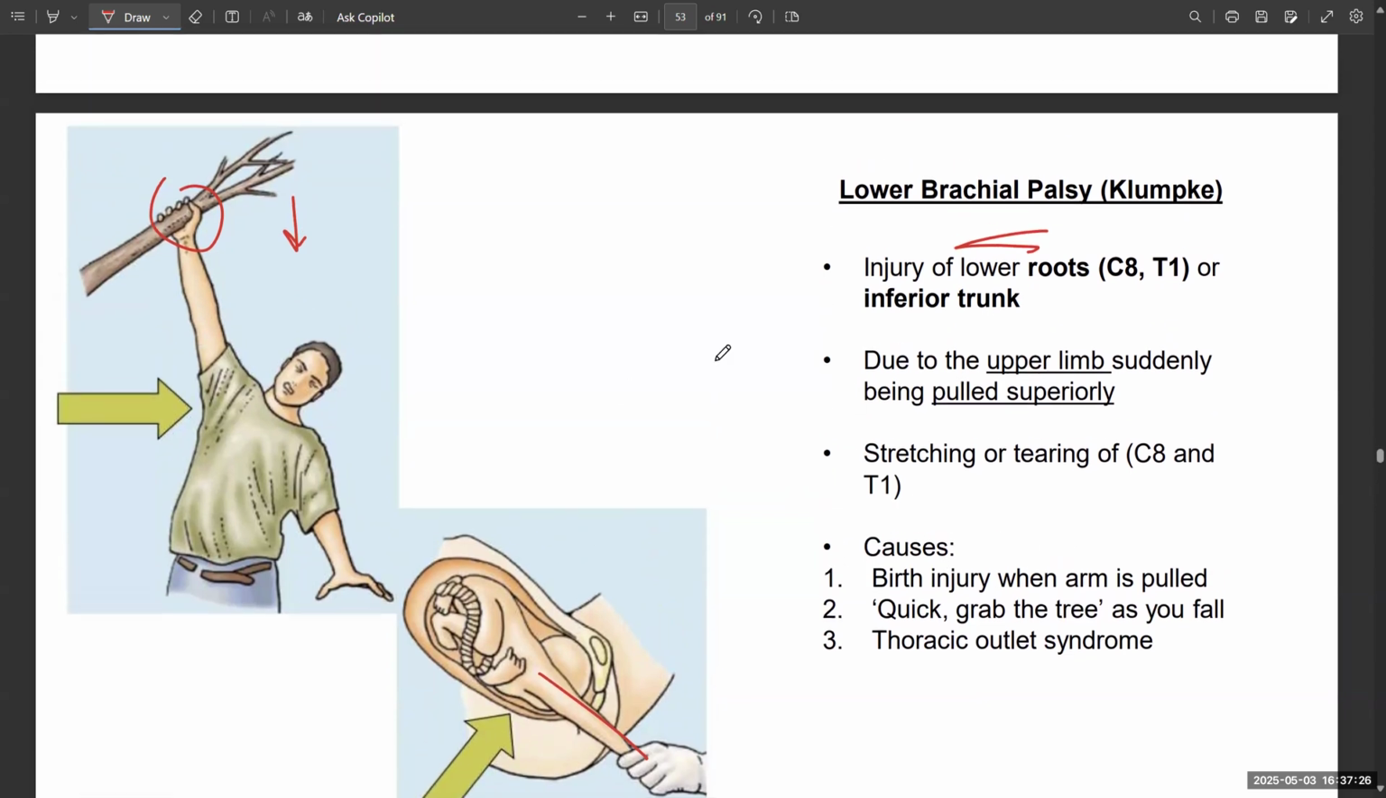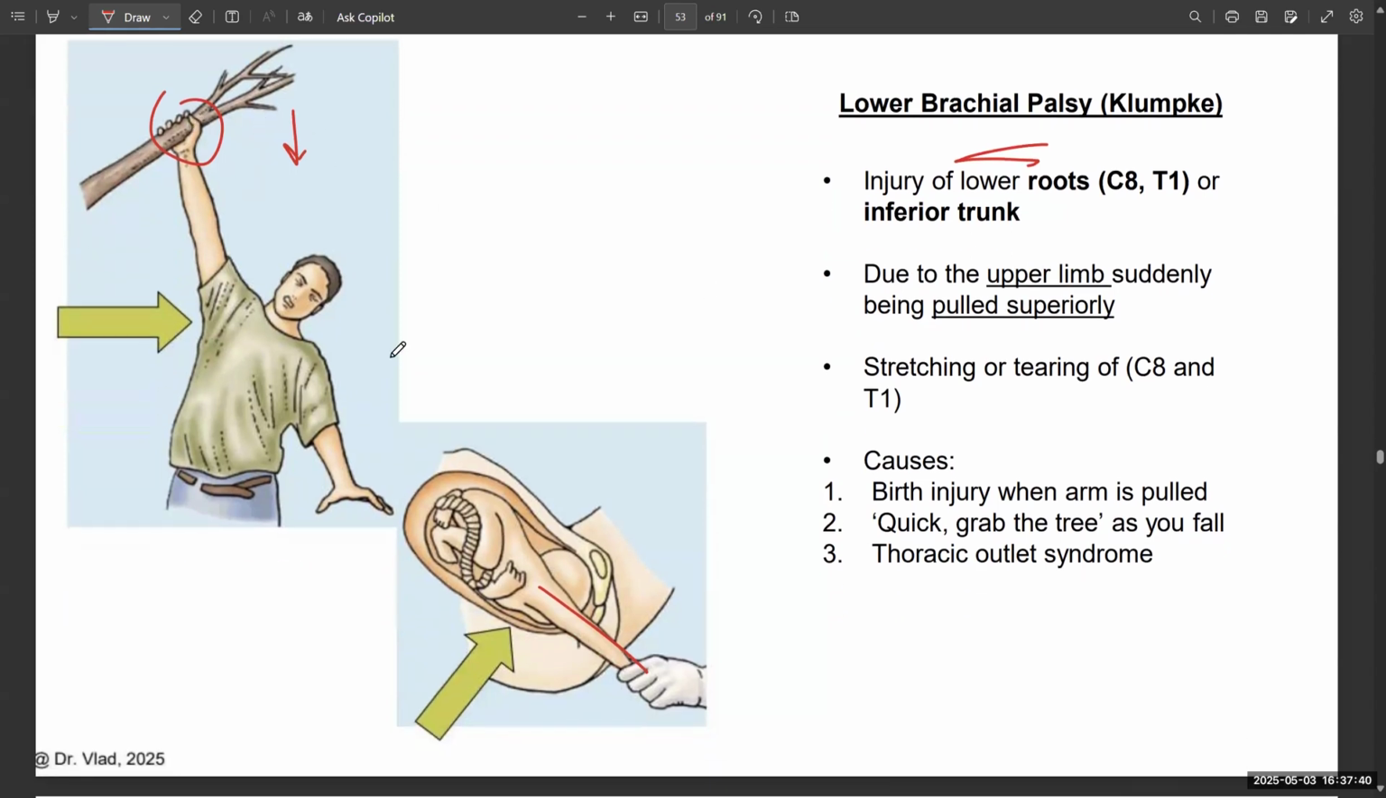So again, for upper brachial palsy, it was when the angle between the head and the arm was increased. So if you fall from a motorbike, if you fall from the ladder, or if your head is pulled out during delivery. In lower brachial palsy, if you grab onto a branch, or if you have thoracic outlet syndrome, or if your arm is pulled out during delivery.